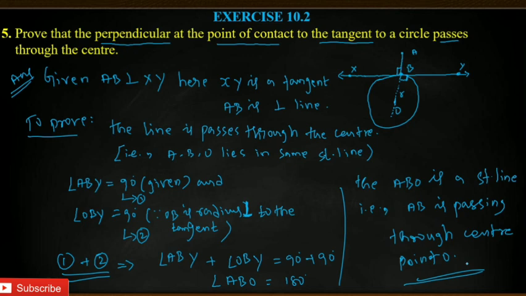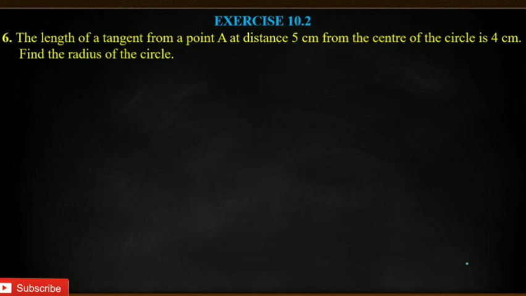Now we'll go to next question number 6. Okay, children, you will see this question number 6. What they given? You just read one by one slowly. The length of a tangent from a point A at a distance of 5 centimeter from the center of a circle. You just draw first a circle. This is the center point. They said clearly length of tangent from a point A. So we have point A. So the length of tangent we are drawing.